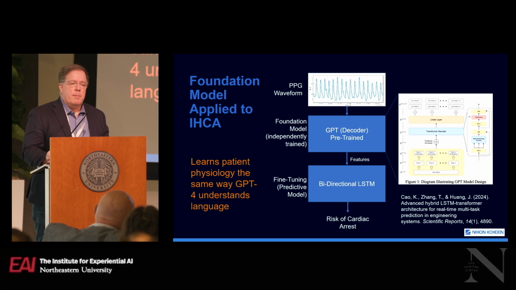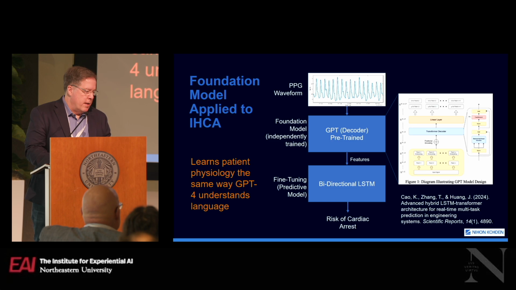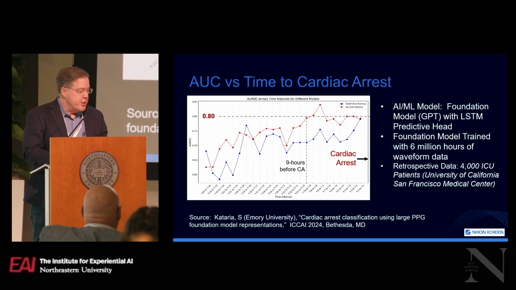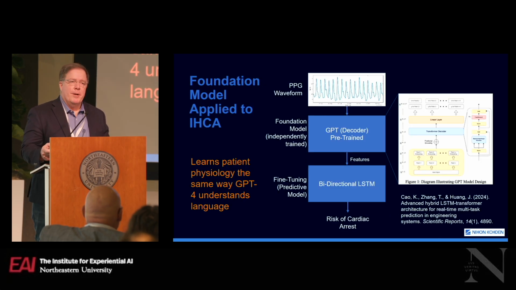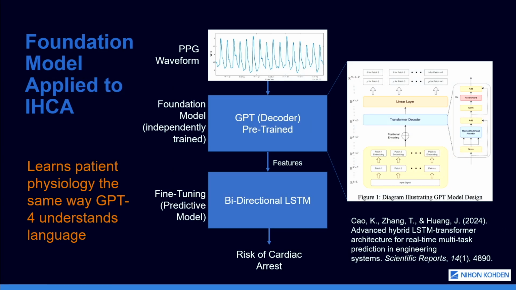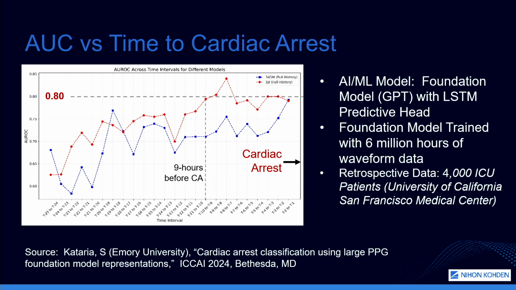After the development of that model, a smaller data set was used to train the bidirectional LSTM, the recurrent deep neural network, to predict the risk of cardiac arrest. And I should note that the concept here is let's use the same architecture, the same technologies to develop foundation models that understand physiology, the same way that ChatGPT understands language.